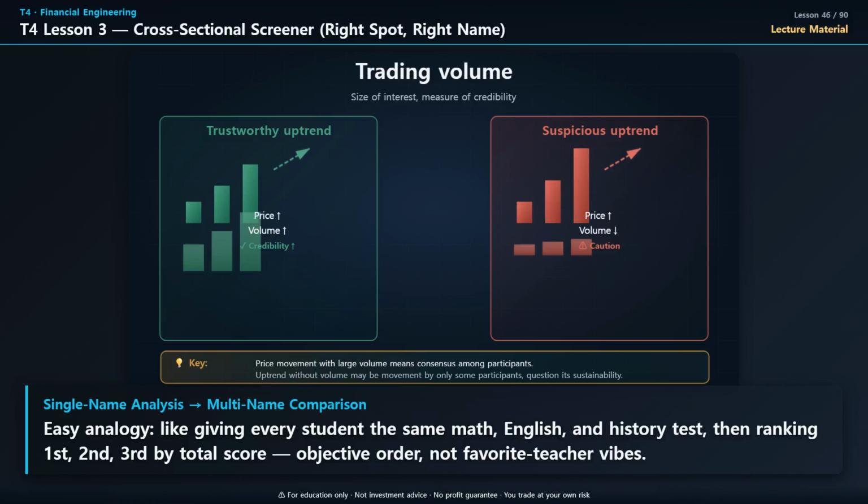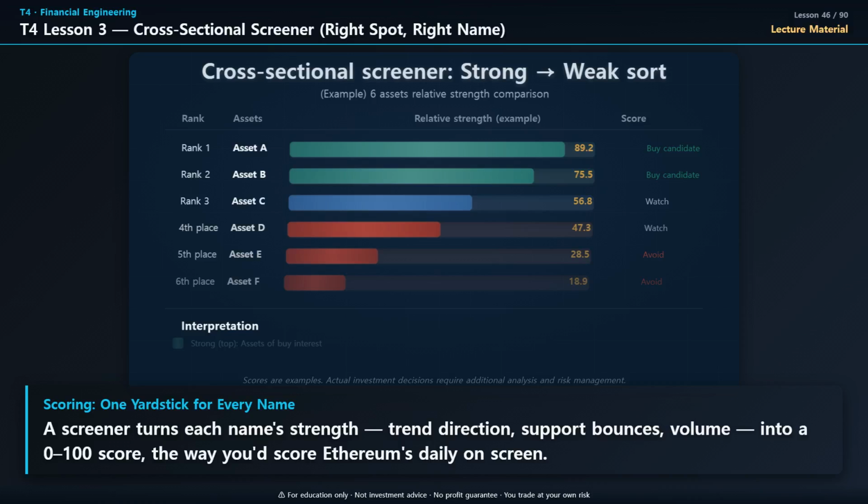Easy analogy, like giving every student the same math, English, and history test, then ranking first, second, third by total score, objective order, not favorite teacher vibes. A screener turns each name's strength, trend direction, support bounces, volume, into a 0 to 100 score, the way you'd score Ethereum's daily on screen.